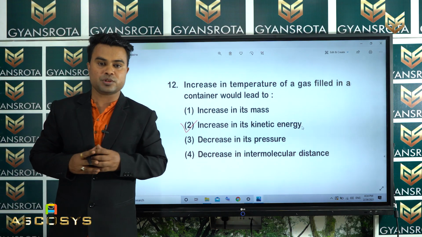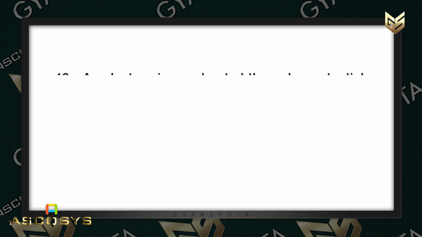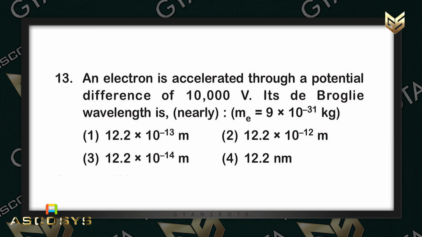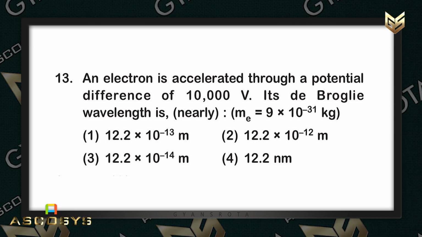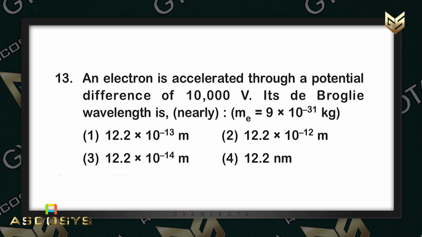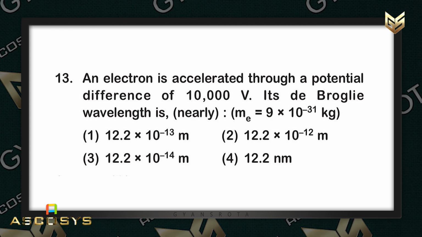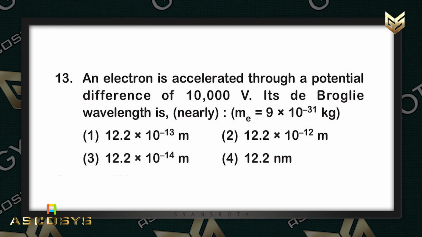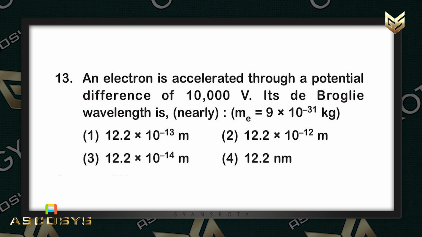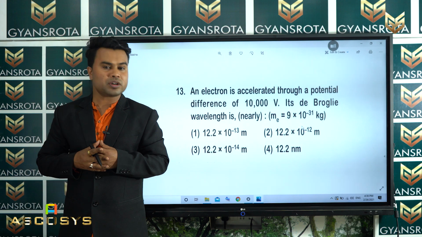Let us move to the next question, that is question number 13. An electron is accelerated through a potential difference of 10,000 volt. Its de Broglie's wavelength is nearly how much? The mass of the electron is supplied to you. We already know that the mass of the electron is 9.1 into 10 to the power minus 31 kg. So, we need to calculate de Broglie's wavelength.